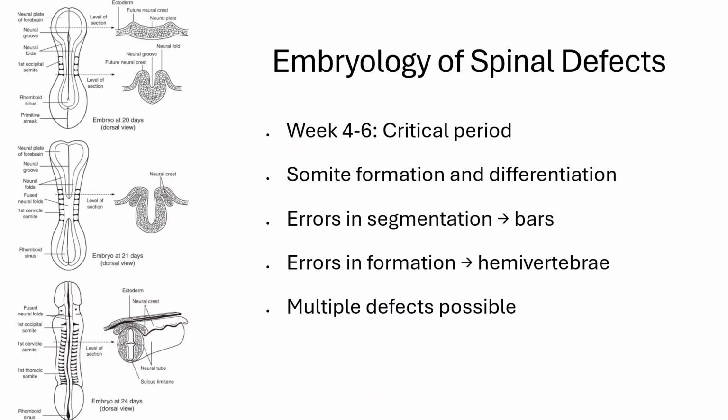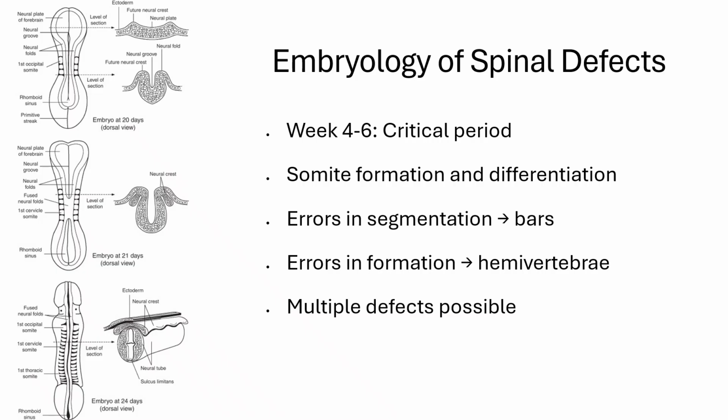The embryology of spinal defects provides crucial insights into why these conditions develop and how they create the clinical patterns you observe. During weeks 4 through 6 of embryonic development, the process of somite formation and differentiation establishes the foundation for the entire spinal column. Understanding this process helps you appreciate why such a narrow developmental window can have such profound long-term consequences.